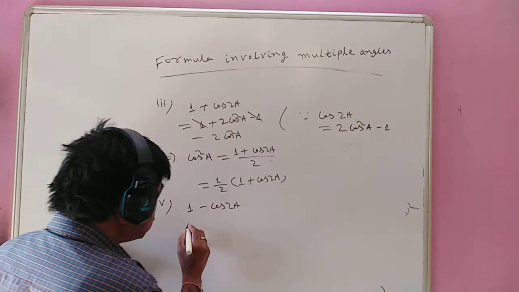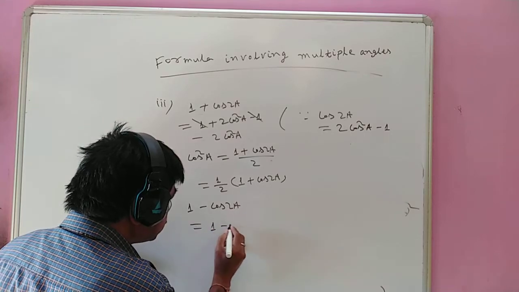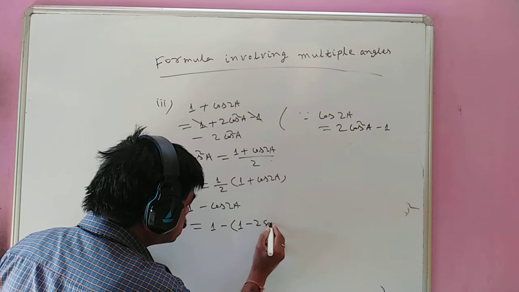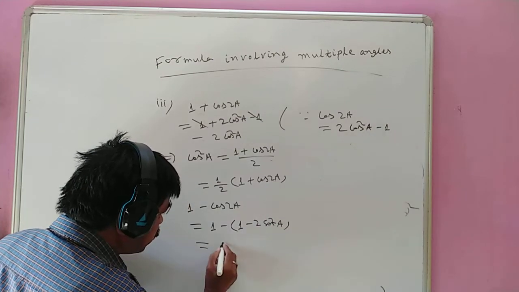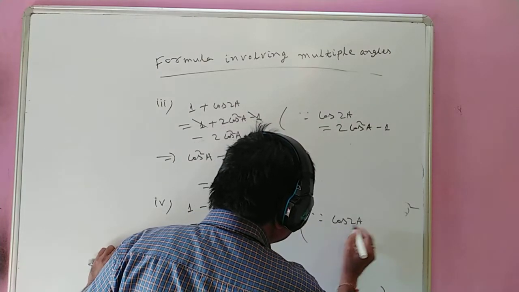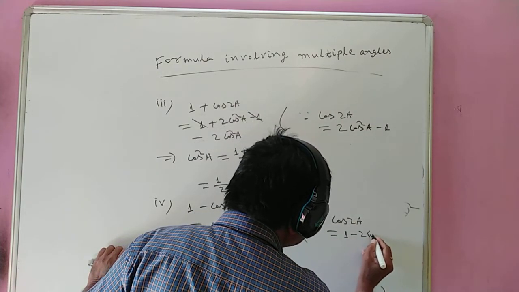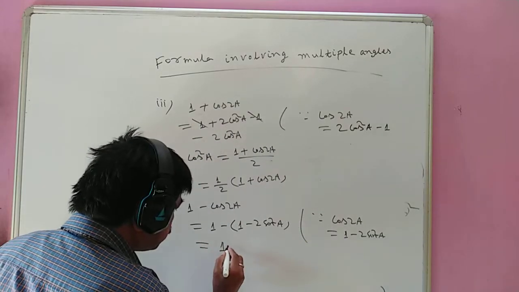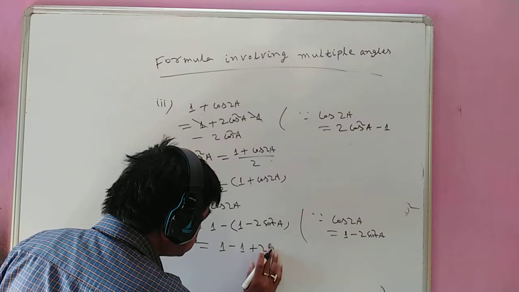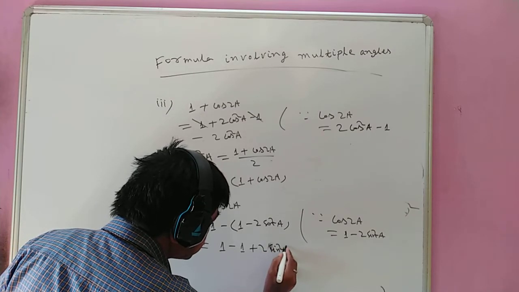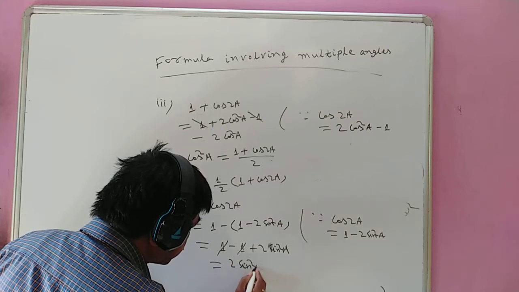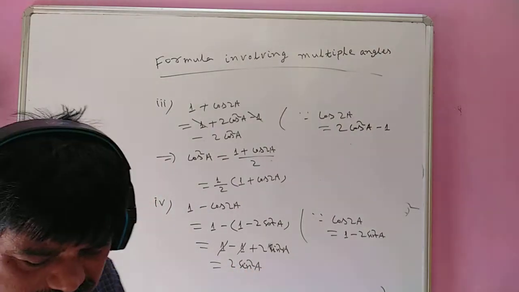So how can you get this? For this you write 1 minus cos 2a in terms of sin. Cos 2a in terms of sin is 1 minus 2 sin square. This is the formula. So now I open this bracket: 1 minus 1 is plus, so it is 2 sin square a. The plus and minus 1 get cancelled. So now it is 2 sin square a. So 1 minus cos 2a is equal to 2 sin square a.